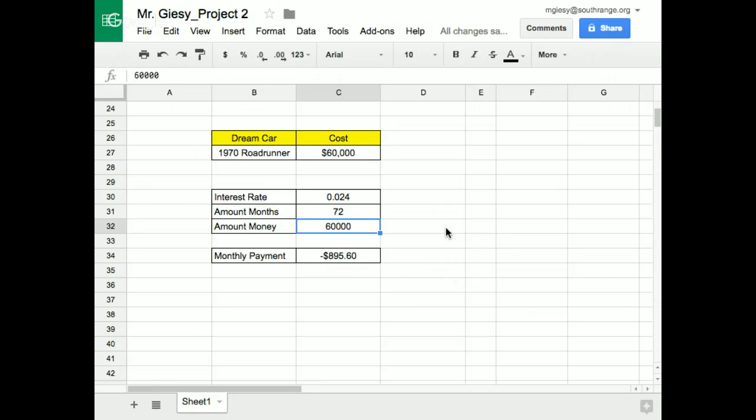And the next way to get that payment down is maybe I have $10,000 in my wallet. I put down $10,000, and now all I have to borrow is $50,000. So if I borrow $50,000, it just went down about $150 a month I pay. Now you can see why I probably will never own this Roadrunner, because I can't afford it. I'll have to buy one that's all beat up and then fix it up.